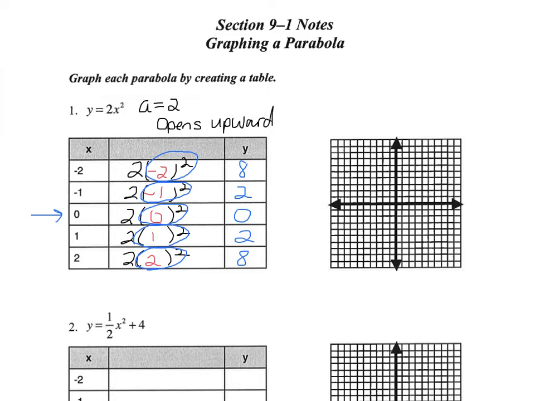Let's plot the point -2, 8. Go to the left 2 and up 8. I think it's about right here. -1, 2. Go to the left 1 and up 2. 0, 0. And 1, 2. And then 2, 8. That looks like it should be a parabola, so now let's try to draw in the best parabola that we can. And here's our parabola that opens upward.